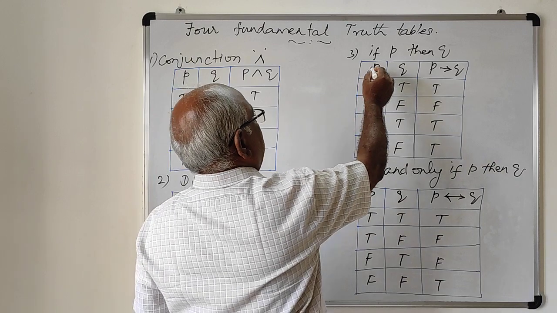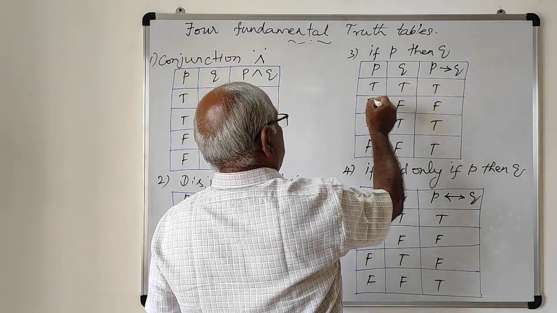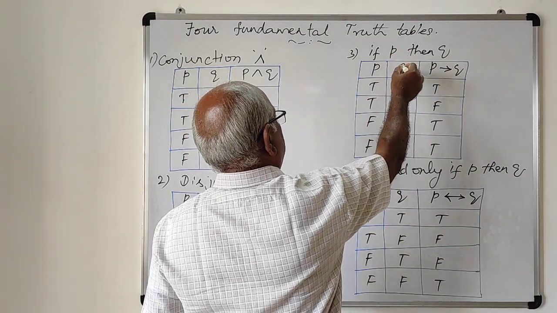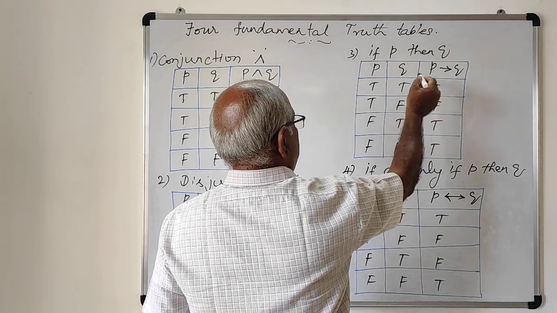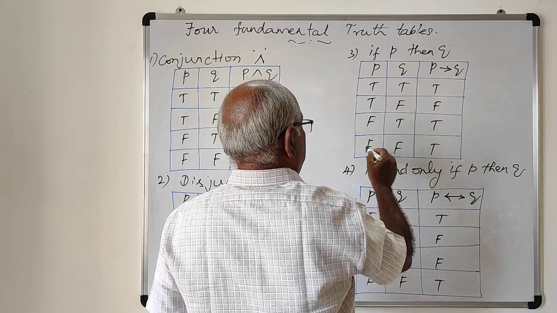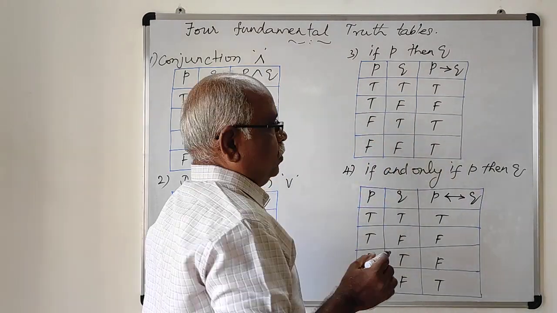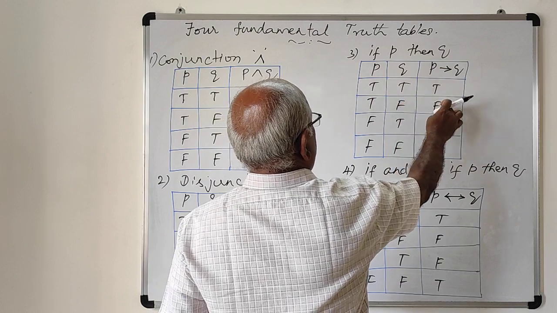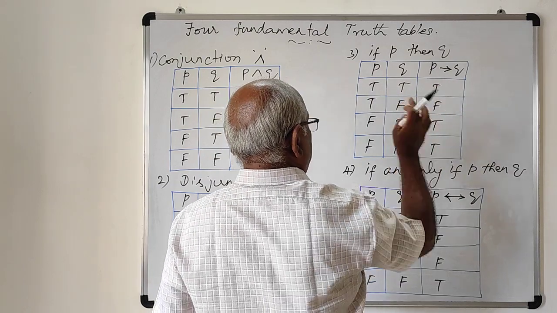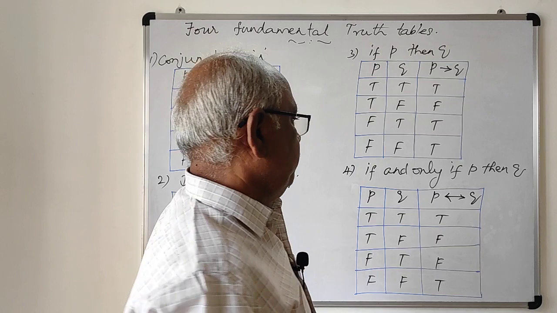If the statement P has truth value T and the statement Q has truth value F, T to F is F. Otherwise, T to T is T, F to T is T, F to F is also T. So, for the single condition statement, only if P is T and Q is F is the truth value F. Otherwise, the remaining three are truth value T.